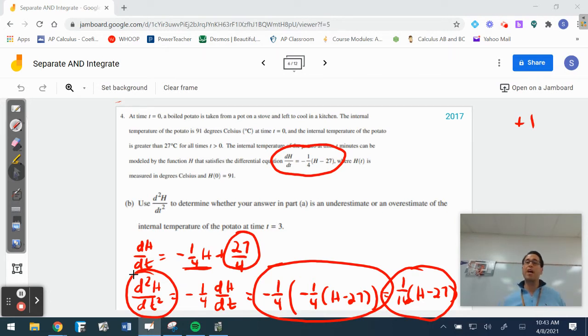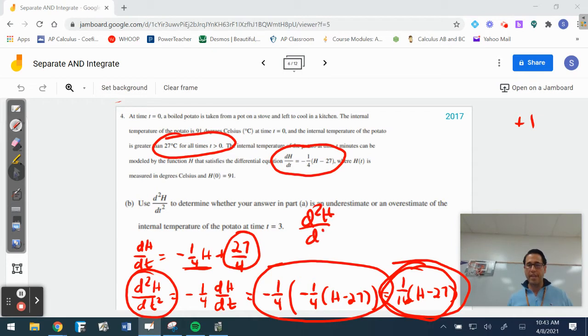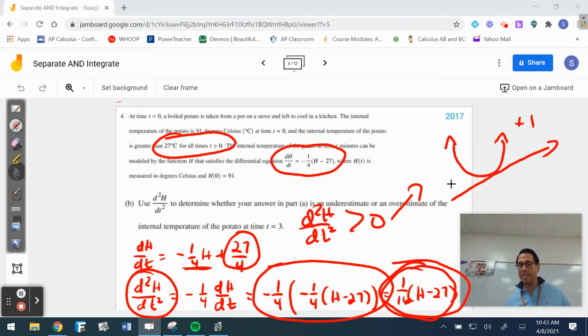Well, the second derivative tells me whether or not a graph is concave up or concave down. Now, what's interesting about this is it looks like it's positive as long as h is bigger than 27. It says right here, h is always bigger than 27. Well, then that means the second derivative is always positive. If it's always positive, that means it's concave up. And if I have a tangent line, the tangent line for anything concave up will always be under. And so if it's under, that means it's an underestimate at time t equals 3.